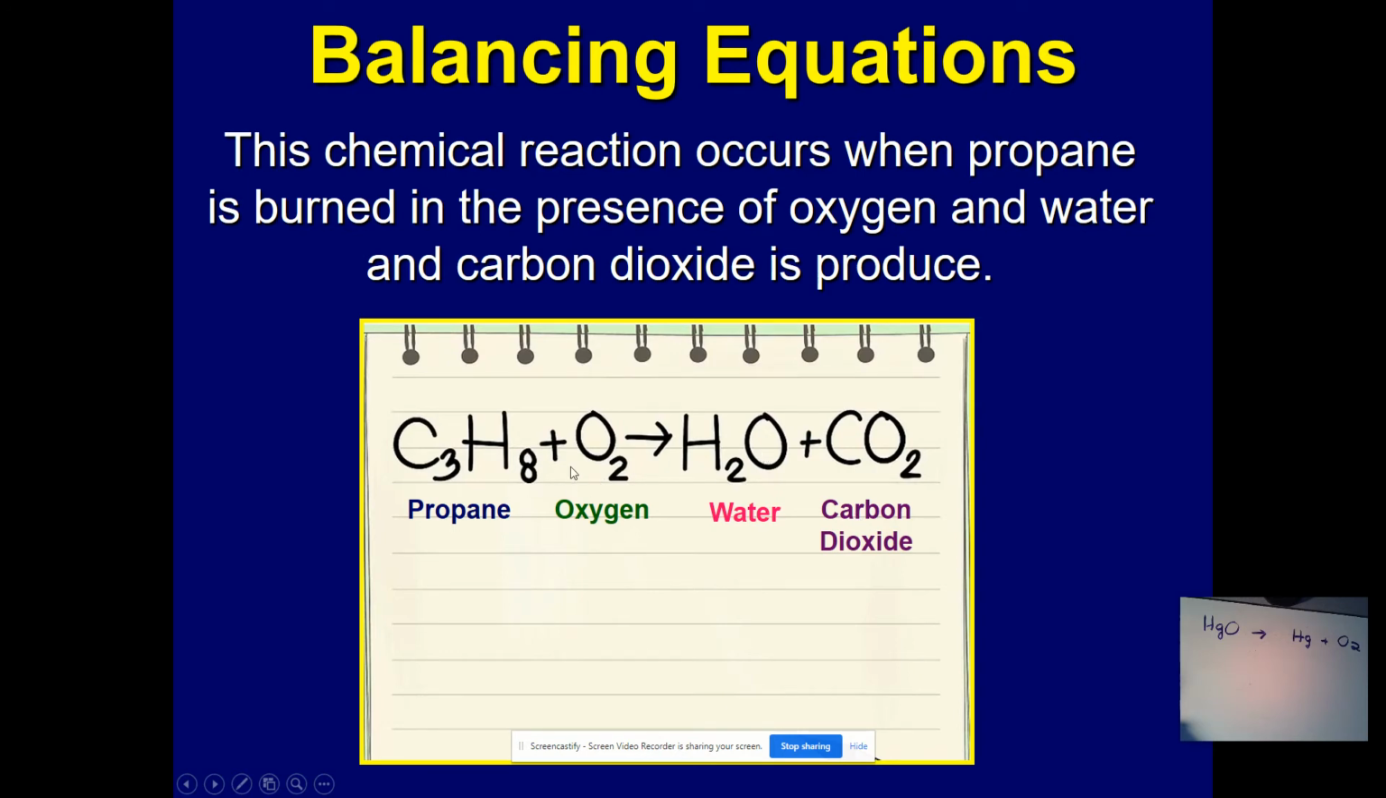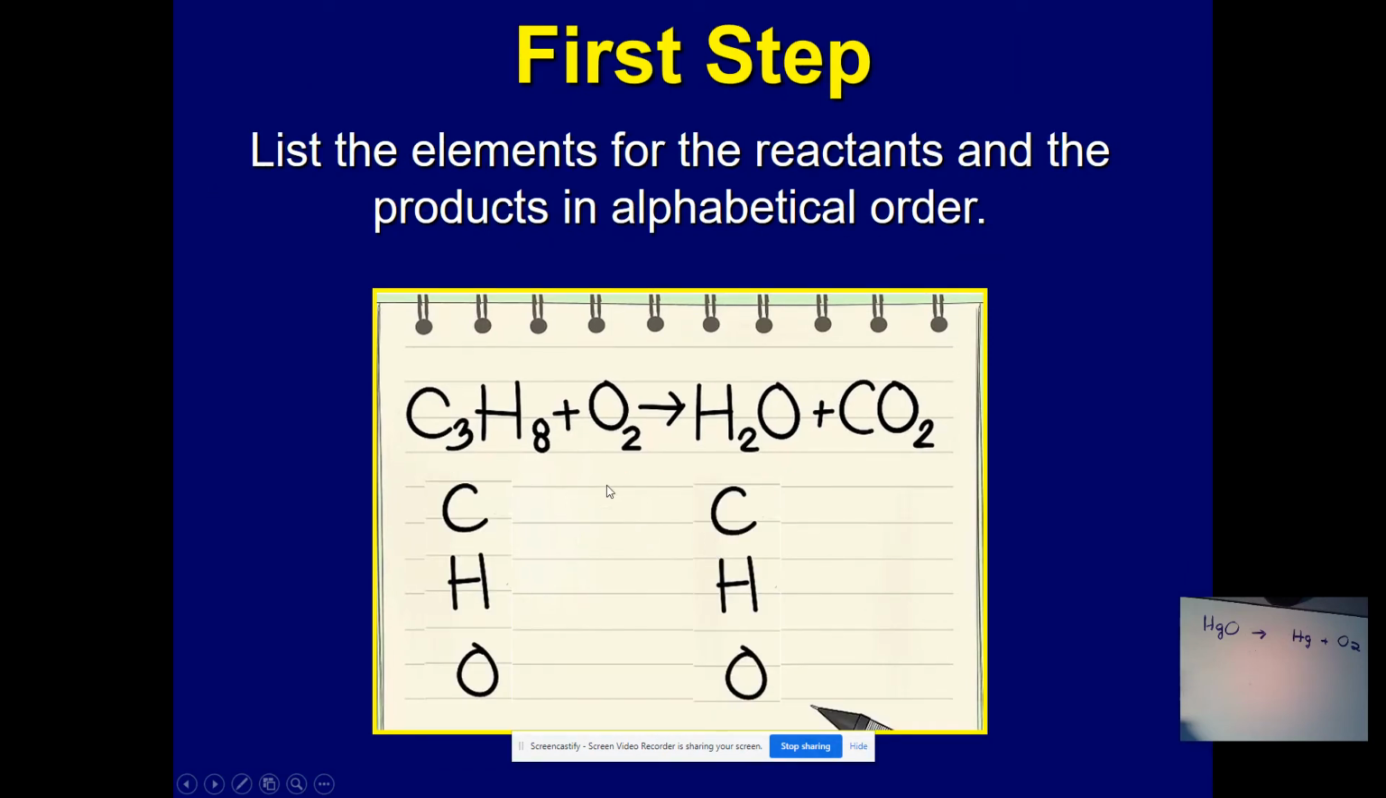Well, this reaction itself can't take place because it's not balanced. Here we have 3 carbon atoms, and here we only have 1. Here we have 8 hydrogen atoms, and here we only have 2. Here we have 2 oxygen atoms, but we have 3 oxygen atoms on the product side. So we have to balance this before we could ever burn propane efficiently, or at all, actually.